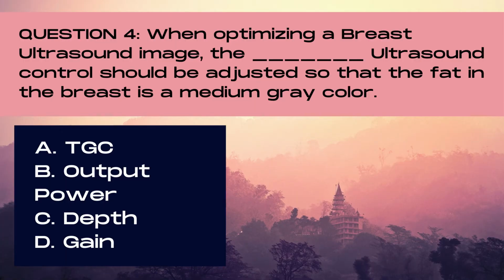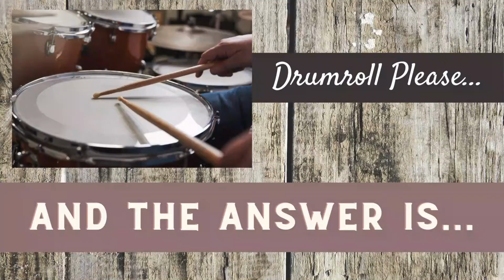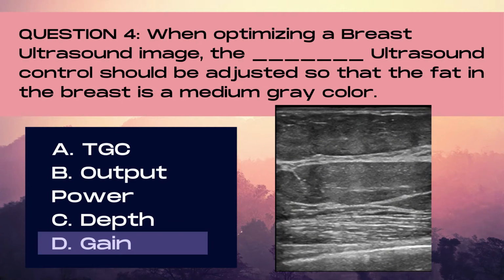Question 4. When optimizing a breast ultrasound image, the blank ultrasound control should be adjusted so that the fat in the breast is a medium gray color. A. TGC, B. Output power, C. Depth, or D. Gain. And the answer is D.